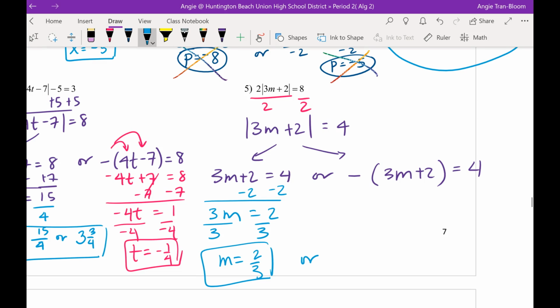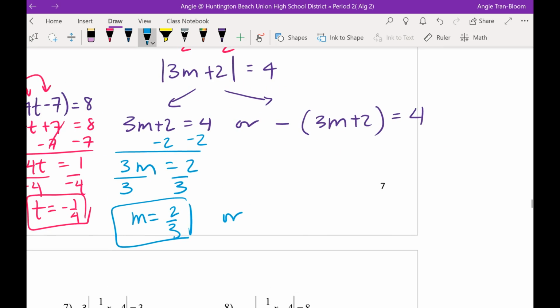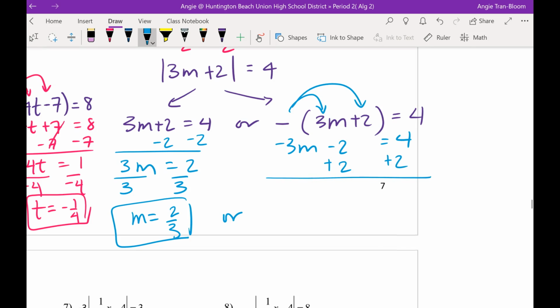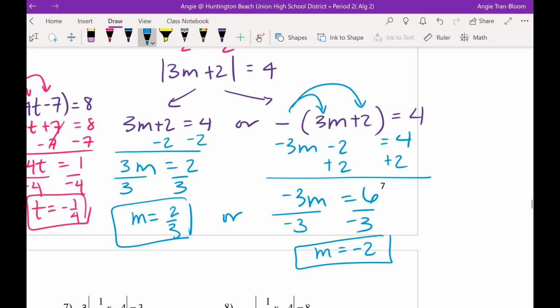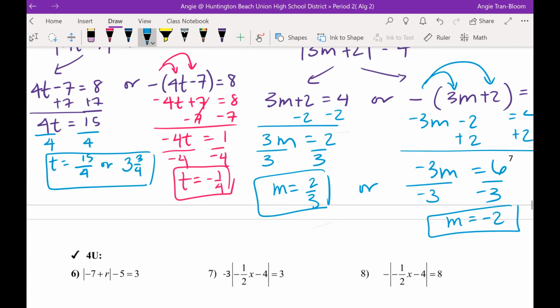Grace, can you please help me solve the right side? Distribute negative 1. And what did you get when you distribute, Grace? Negative 3m minus 2 equals 4. Sure. Okay. And then what's your next move? I add 2 on this side. Add 2 to both sides, you mean? Negative 3m equals 6. Very good. And then? Divide by negative 3. Great. So that means 1m is? Negative 2. Perfect. Beautiful. Those are my two answers. Okay.